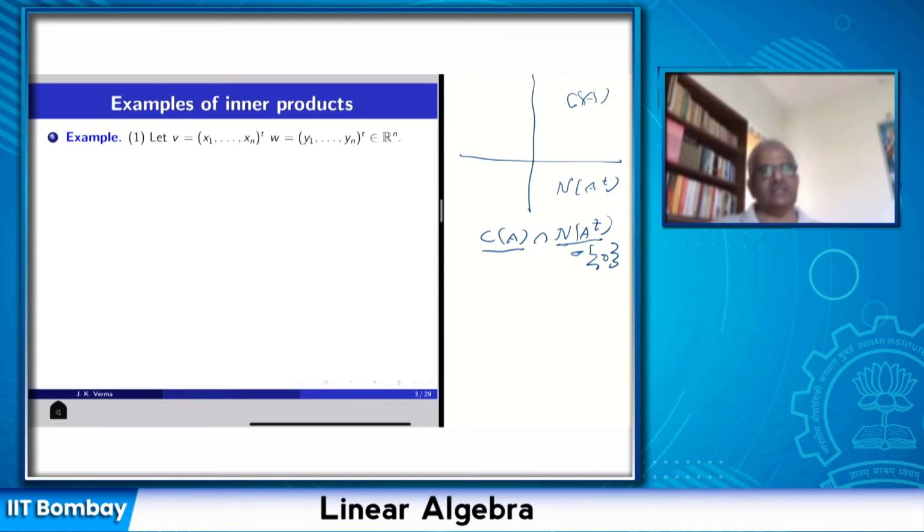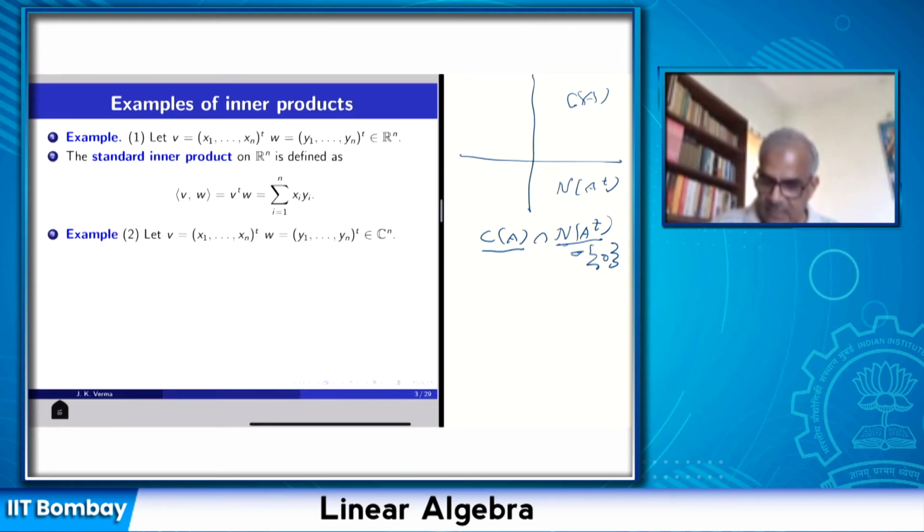All right, so let us look at some examples. First, look at the common example of Euclidean space Rn. Take two column vectors in Rn. They have n components, which are real numbers. The standard inner product on Rn is simply the sum of xi yi.